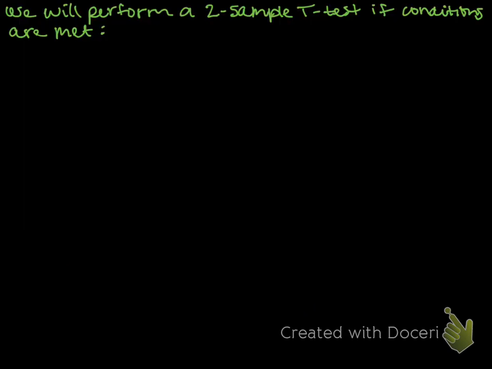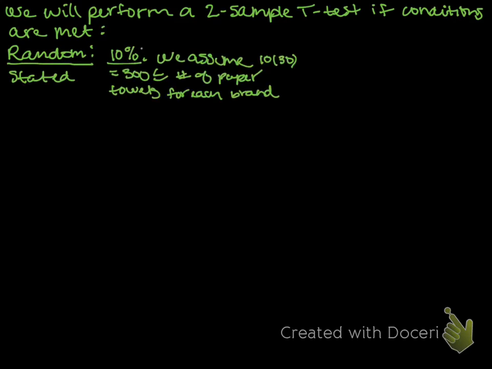Let's go to plan. We will perform a 2 sample t-test if conditions are met. First condition, random: stated random samples. 10%: we assume 10 times 30 equals 300 is less than or equal to the number of paper towels for each brand. Sorry about that. And normal: because my sample is 30, and 30 is greater than or equal to 30 for both brands, I'm good to go.